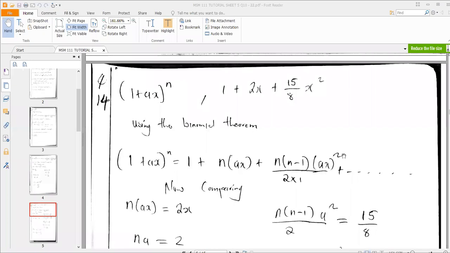Your expansion is done. Your next job is just comparing. The 1 here is equal to the 1 there, right? Then the 2x here can be compared with this n.